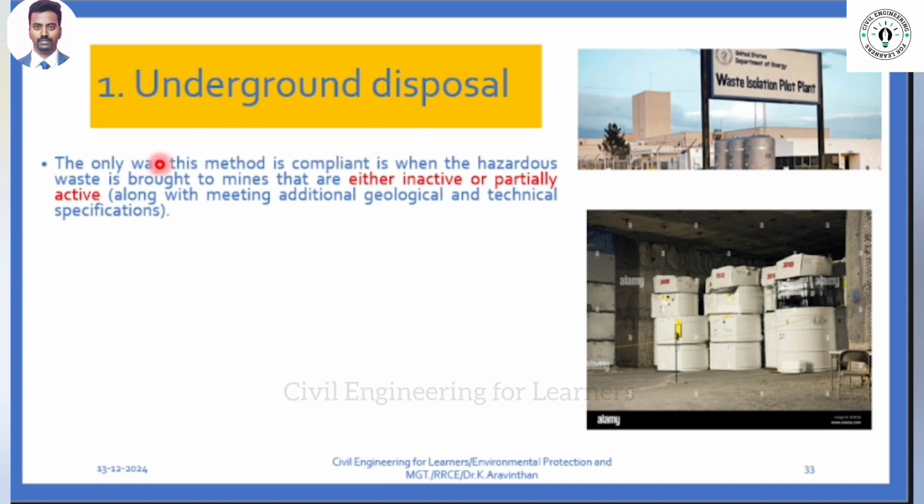This is applicable for solid waste. Hazardous waste can be solid, liquid, or gas. Are paints liquid or solid? Paints are liquid. What form is uranium? Solid waste. Certain wastes are in gas form. So according to the form, the disposal will be different.